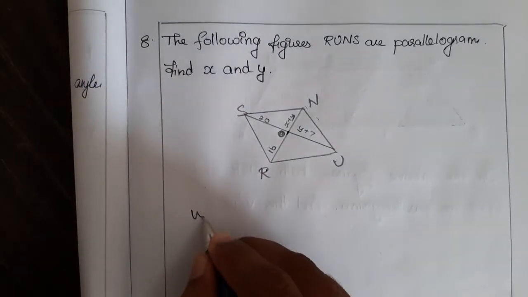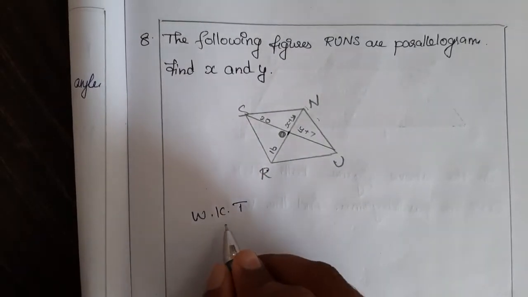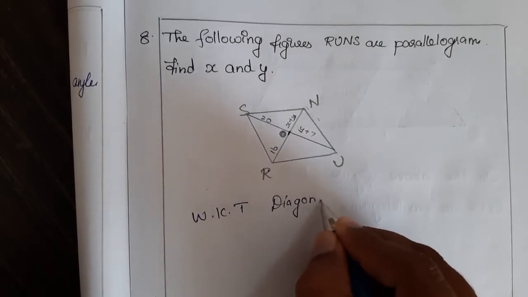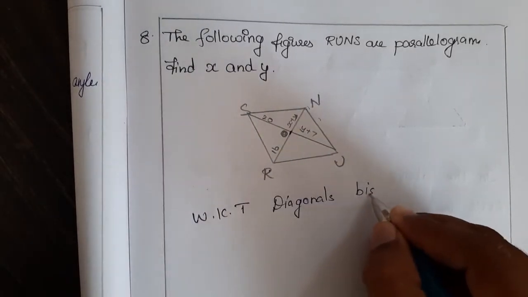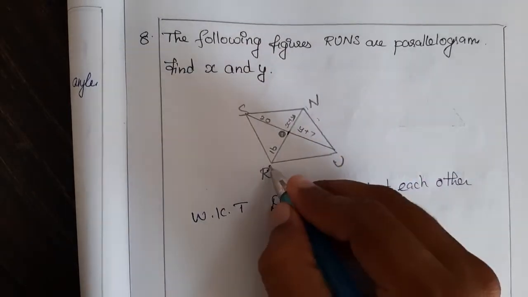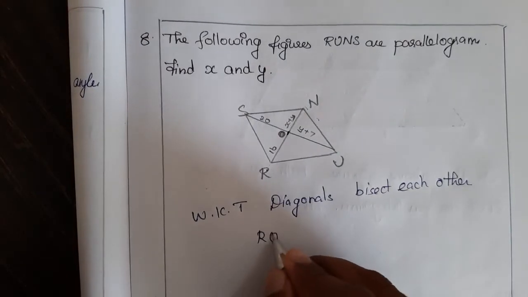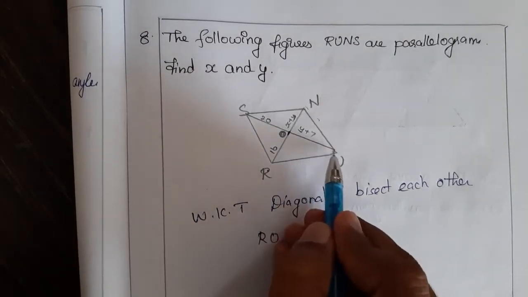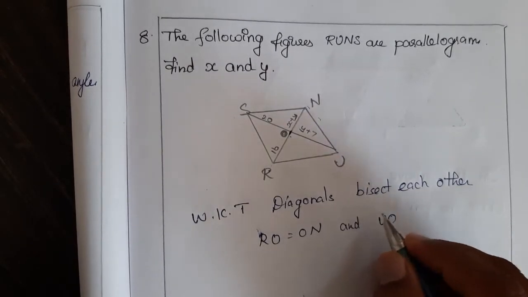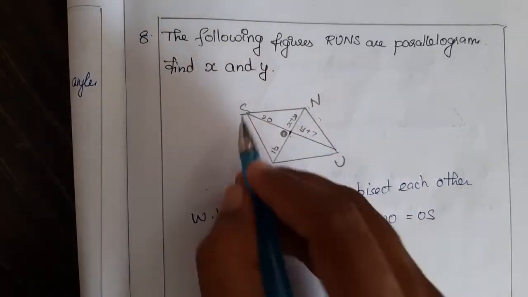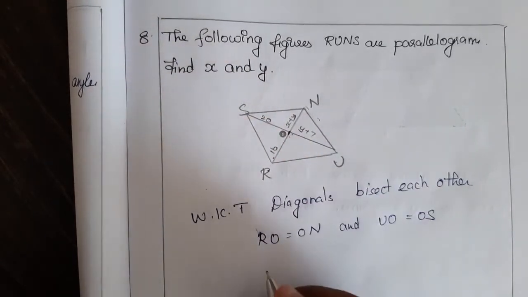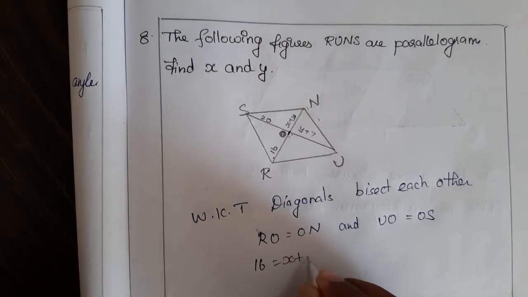We know that diagonals bisect each other, right? So RO is equal to ON, as well as UO is equal to OS, right? So from this condition, this length is given 16, this is given x plus y. 16 is equal to x plus y, right?